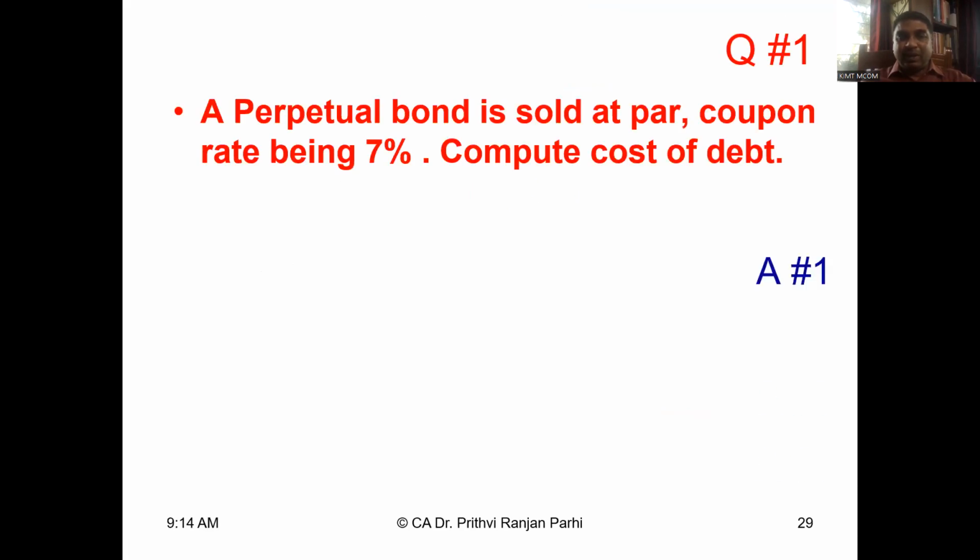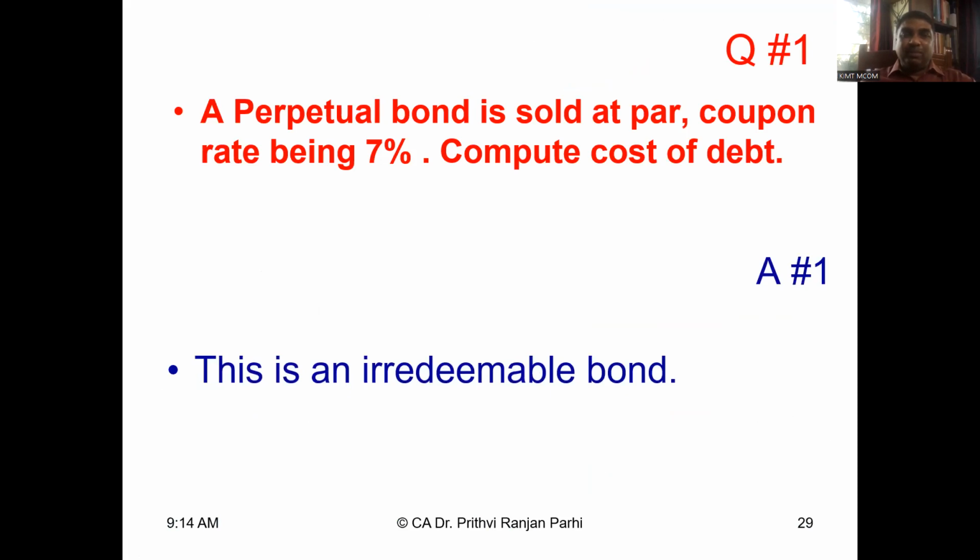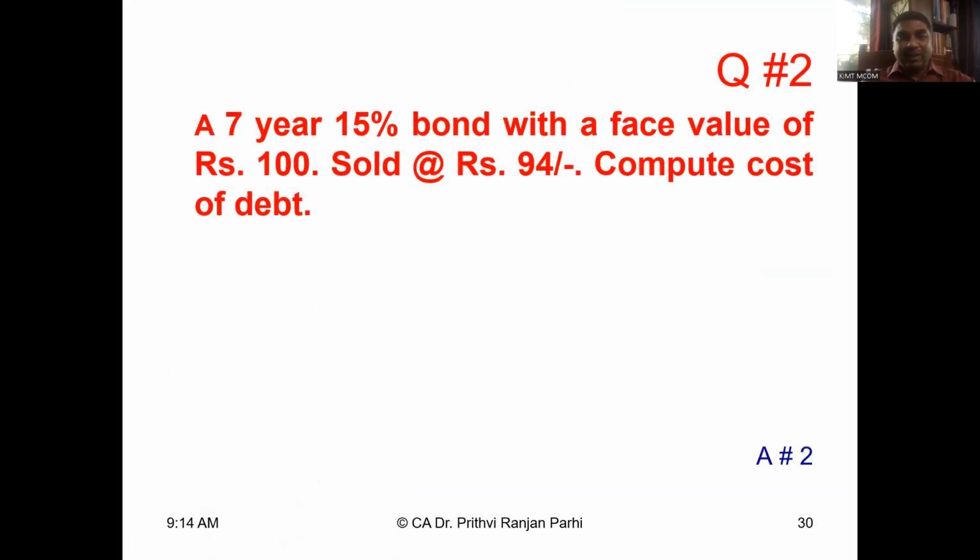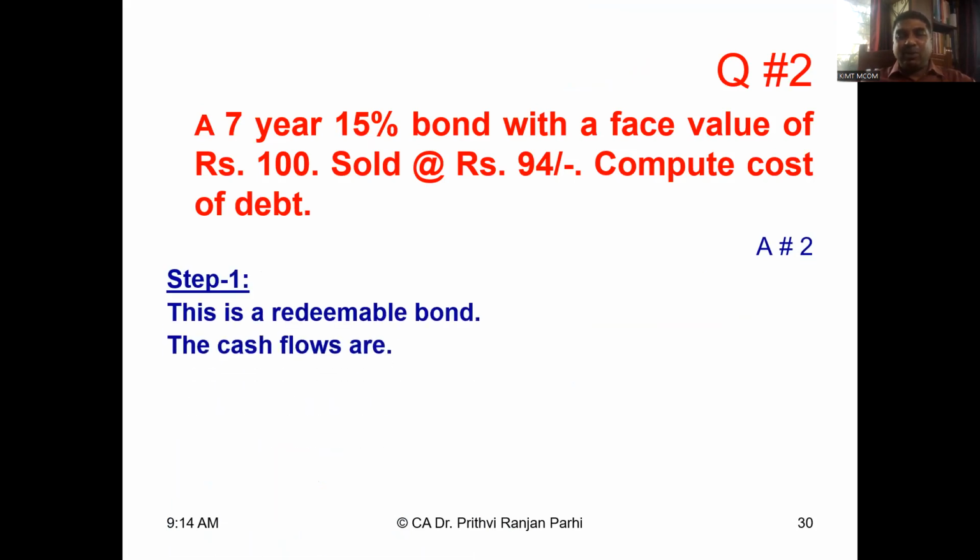On that basis, we had computed an example. Let us say a perpetual bond is sold at par, coupon rate is 7%, compute cost of debt. So 7% interest is paid, that is the cost of debt. Another example we had seen: a 7-year 15% bond, face value of 100, is sold at 94. That means a discount of 6 rupees is given. The discount should be distributed across the life of the asset. Life of the asset, you see, is 7 years.